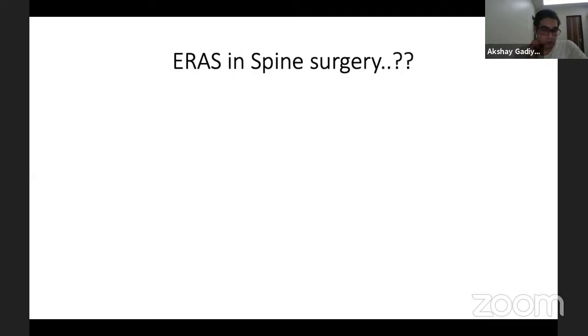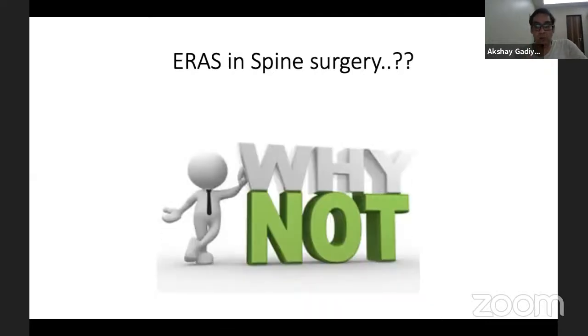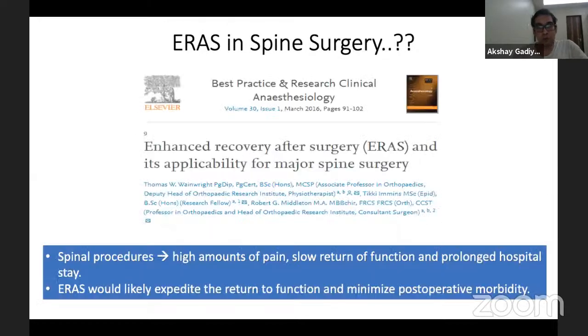Now, ERAS in spine surgery. Why would one think spine surgery is a perfect setting for ERAS? And we would say, why not? Now, in the quest of finding the role of ERAS in spine surgery, Tom Wainwright basically wrote a narrative review explaining why spinal procedures are a perfect setting.